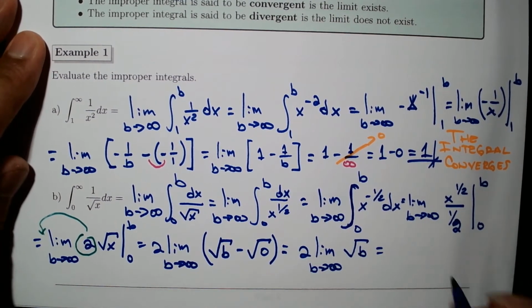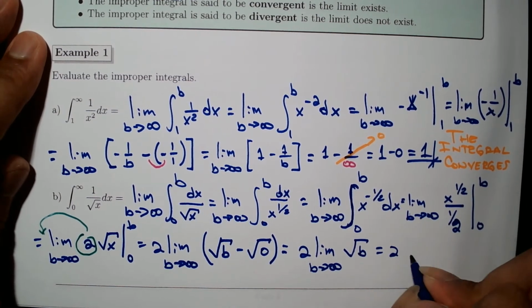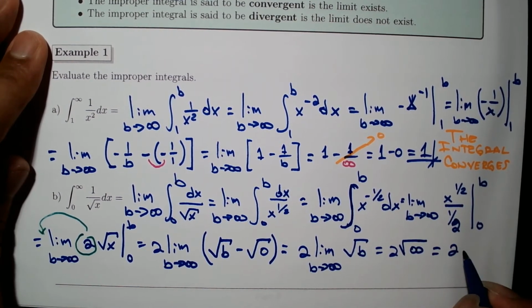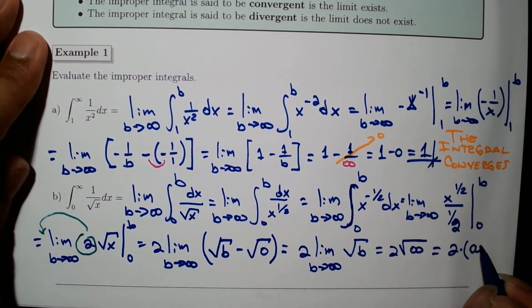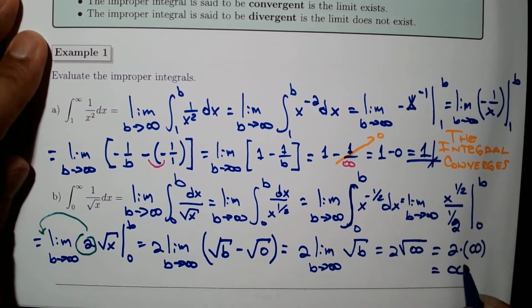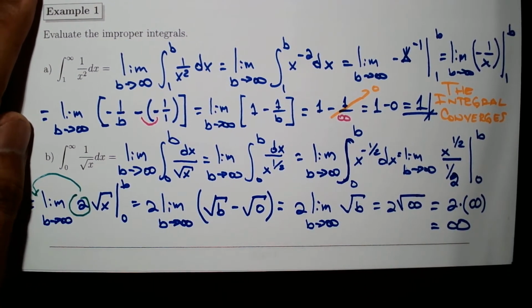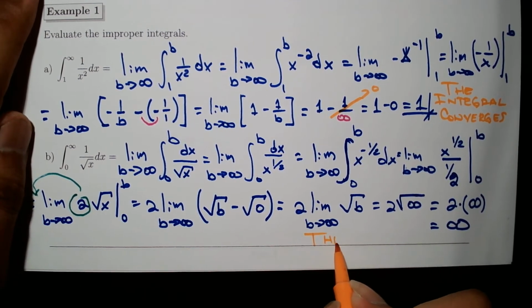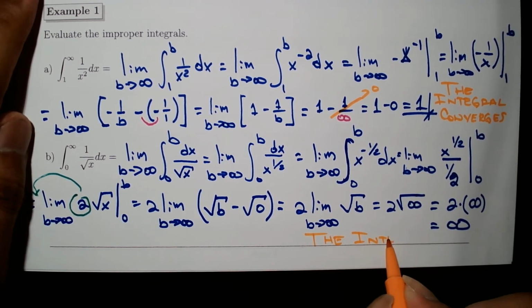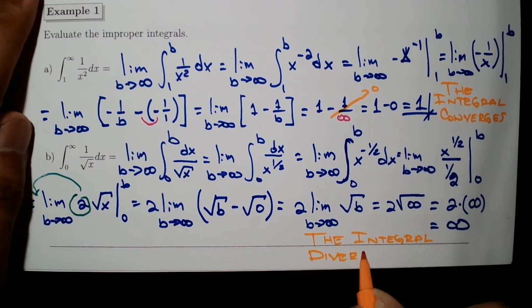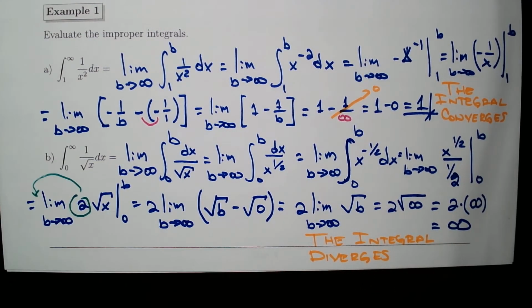If we evaluate this limit at b equals infinity, we are going to get the square root of infinity. But what is the square root of infinity? That's going to be infinity, 2 times infinity. And 2 times infinity is still infinity. So in other words, in this case, the limit does not exist. So we say that the integral diverges. All right. So the integral diverges in this case.